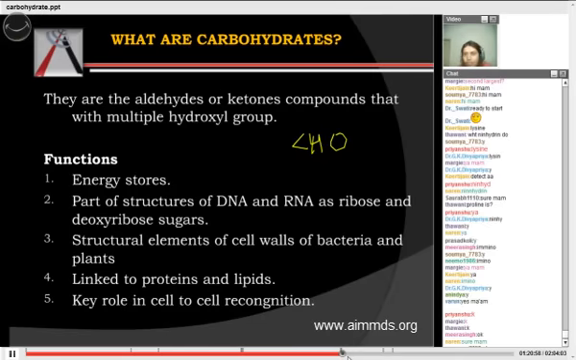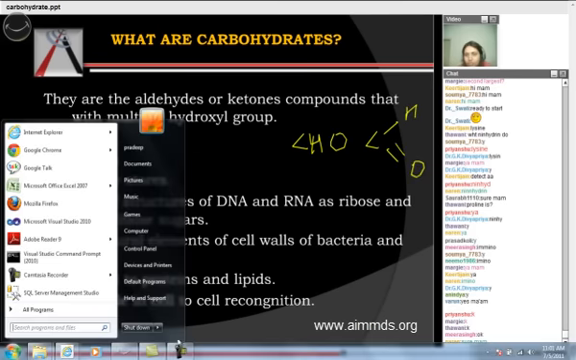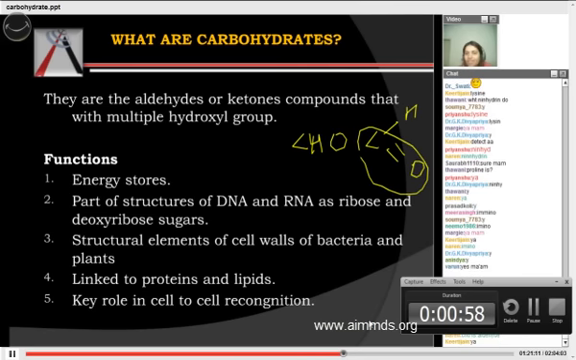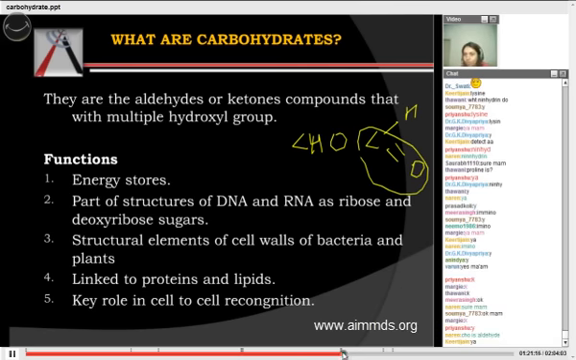CHO, that is, CH double bond O is your aldehyde group, and this C double bond O, when it exists in the center, is a ketone group.